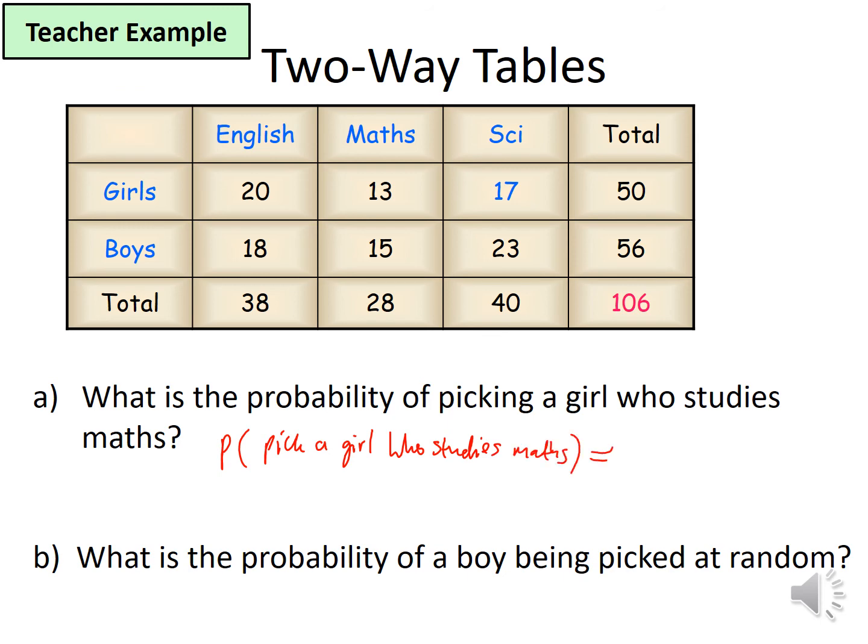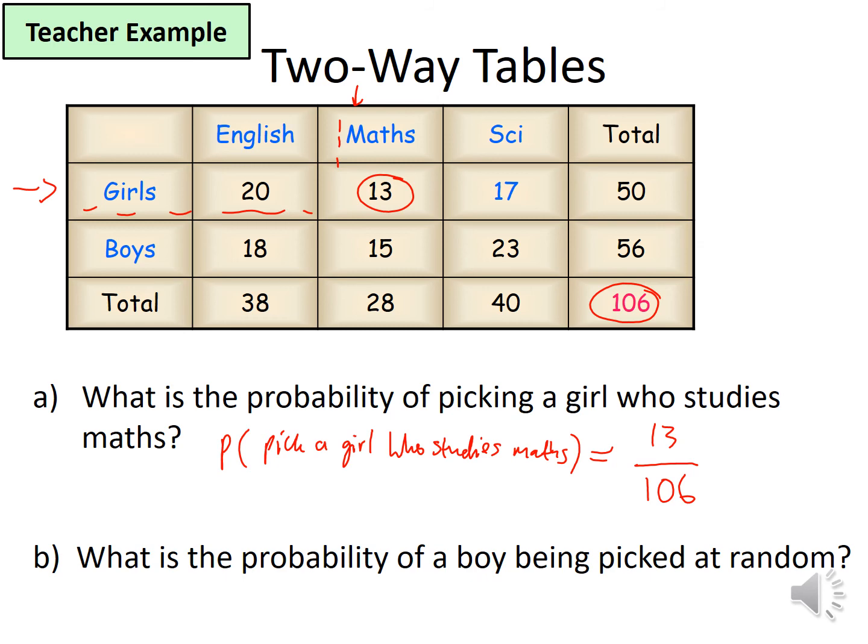Remember, probability is the desired outcomes divided by the total outcomes. In total, we have 106 people. Now, let's find the girls who study maths. So if we read down here and across, we have 13 girls. So the probability of girls who study maths is 13 out of 106.